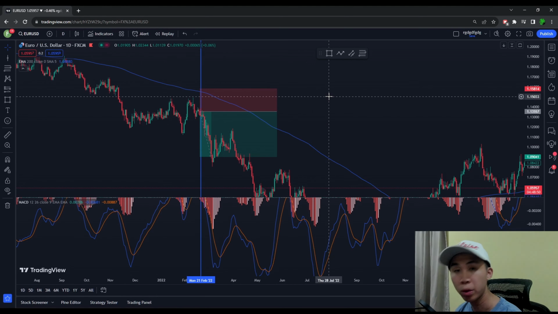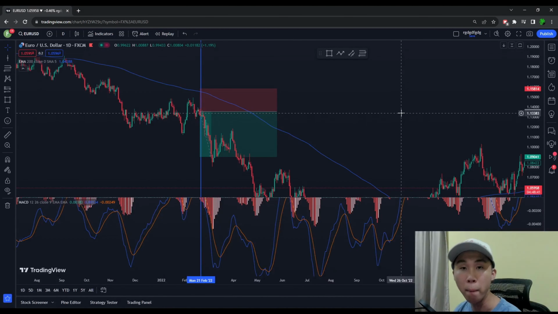So everyone, this strategy, in simple words: we want the signal generated from the MACD to align with the trend on your main chart. That's it for this video.